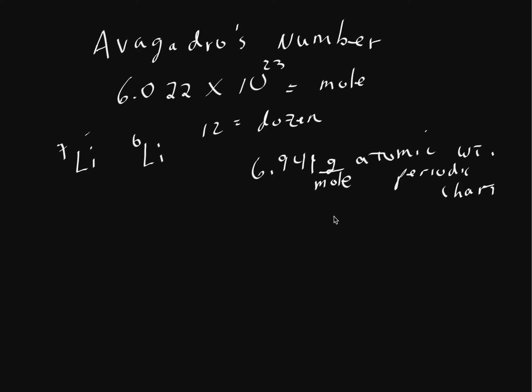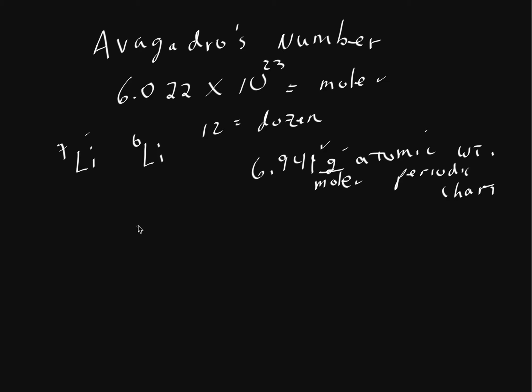Now, here's where Avogadro's number becomes very important and very powerful. By saying that natural lithium has an atomic weight of 6.941 grams per mole, that means that if you measure out 6.941 grams of lithium, you will have 1 mole of lithium atoms. That's really a startling thing. You can count atoms by weighing them. So having 6.941 grams means that you will have 6.022 times 10 to the 23 atoms of lithium, which is 1 mole. And we could do this with anything.